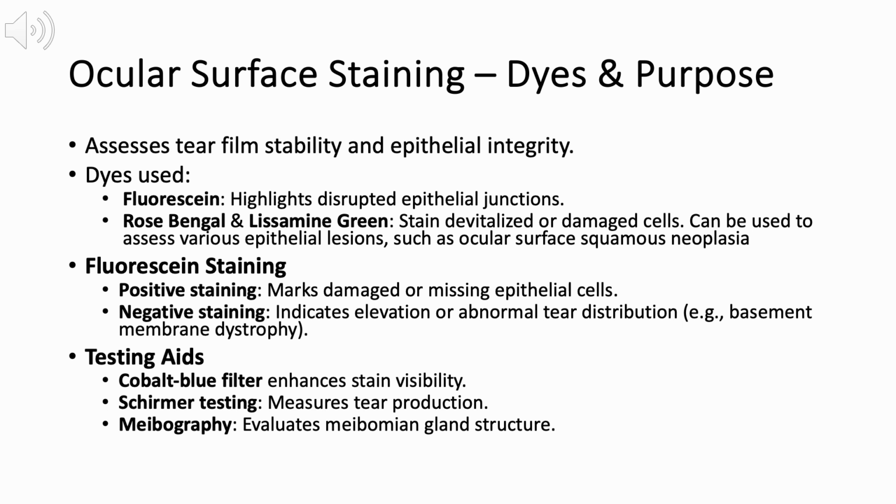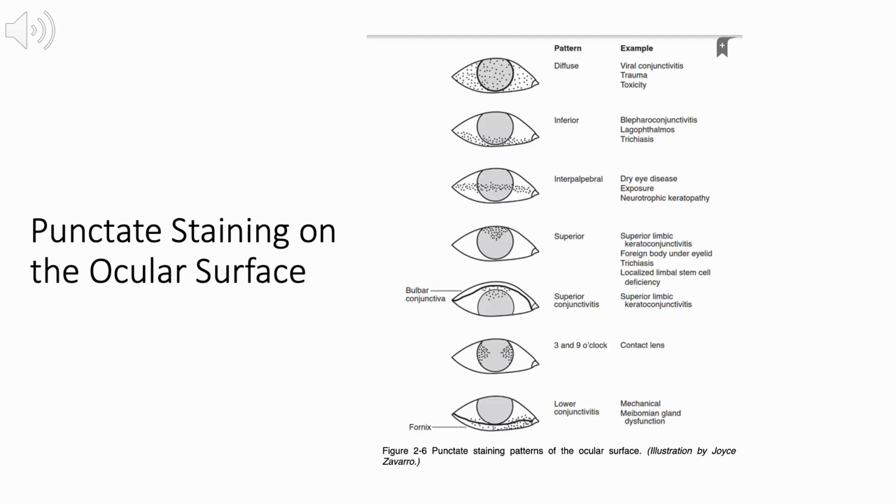The cobalt blue filter on the slit lamp enhances fluorescein visibility. Additional diagnostic tools include Schirmer testing to measure tear production and microscopy, which assesses the structure of the meibomian glands. Fluorescein staining patterns provide valuable clues to the underlying ocular surface pathology.